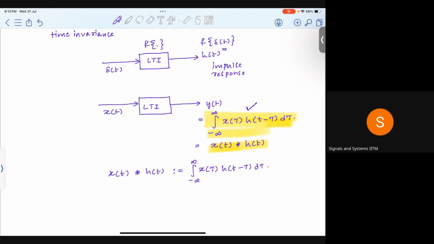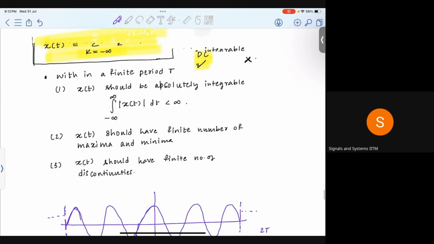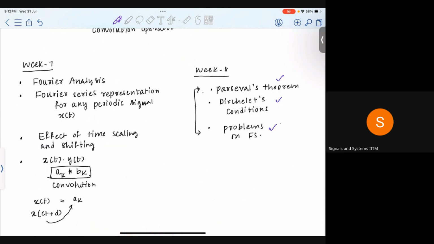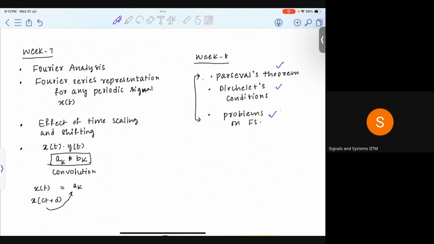Is that okay? Any questions regarding Fourier series? Let me go back to the topics. There is a nice table in your lecture notes showing how the effect of time scaling and shifting affects the Fourier coefficients. Every property is also given as an assignment problem in your assignments. So go back to solving your assignment problems if you want to learn about how time scaling and shifting affects your Fourier coefficients.